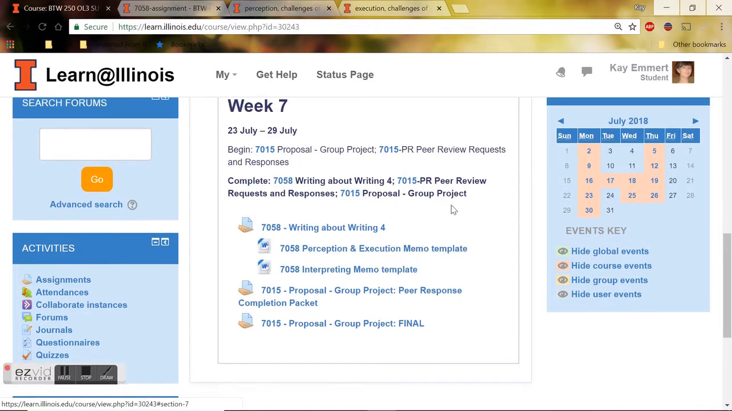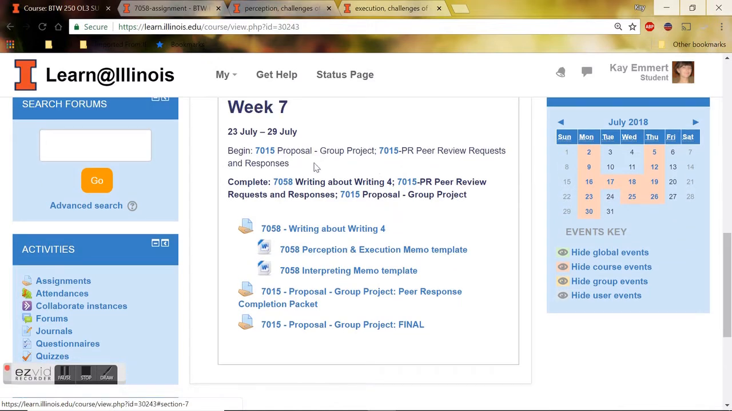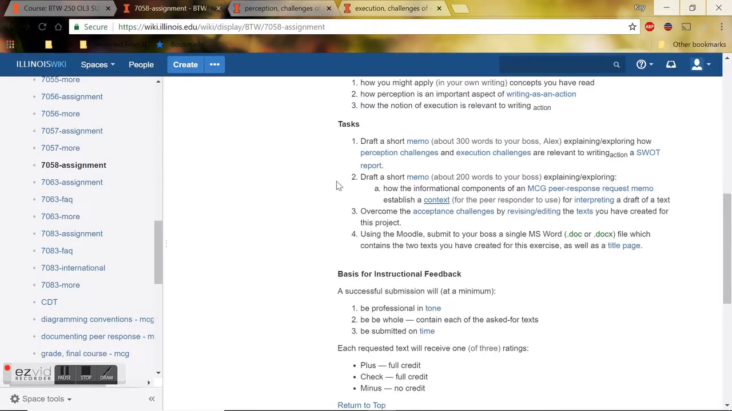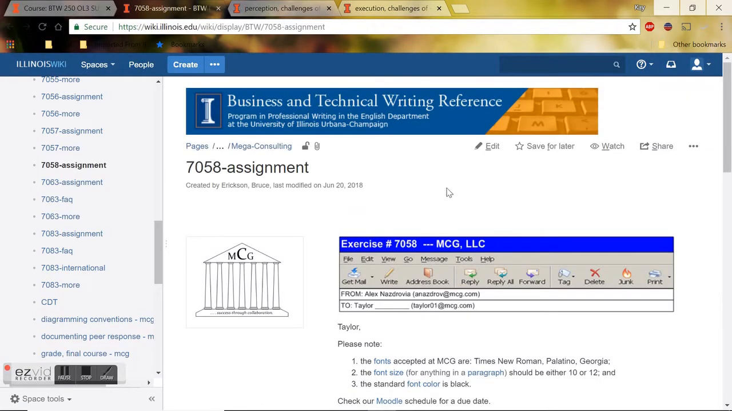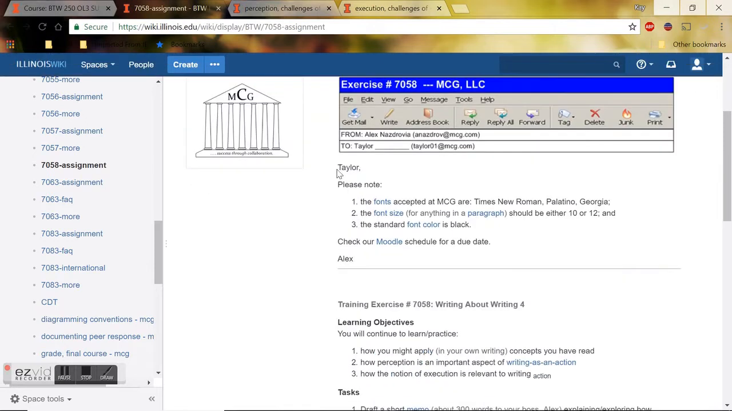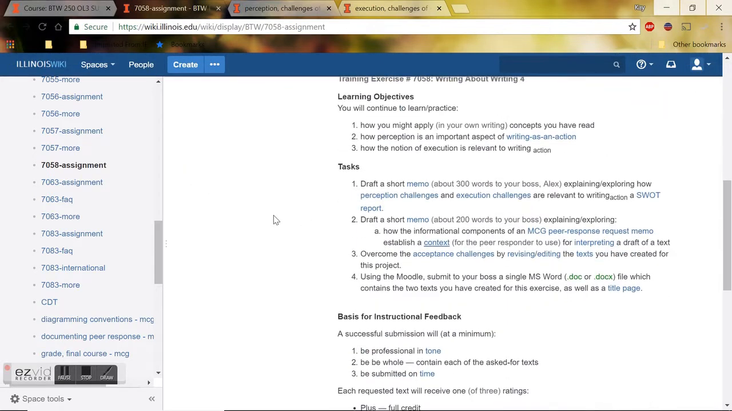All right, so I want to find out what the assignment is and what I have to do. In the overview of the week, all you have to do is click on this 7058 link here, and it will open up the wiki page that gives us our assignment prompt. We have a very brief email from Alex Nostrovia assigning us to do this work. It tells us our learning objectives, and I'm going to be focusing on the tasks.